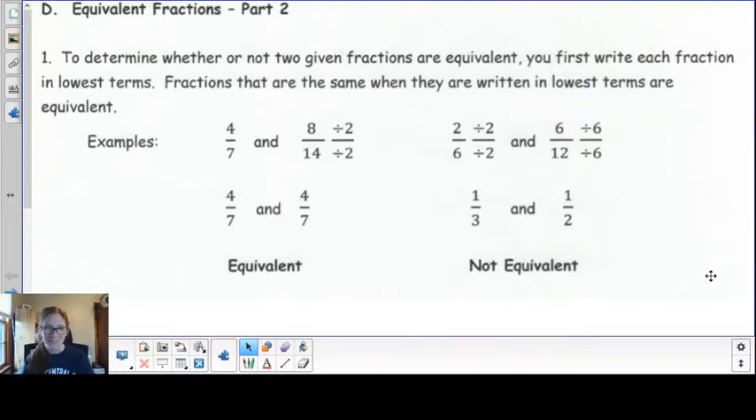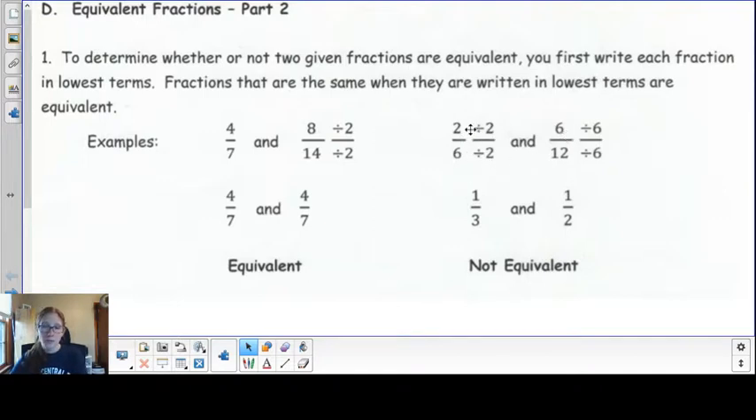We have to write them in lowest terms to prove whether or not they're equivalent. And we talked about being able to do lowest terms yesterday, so this hopefully should not be that much more difficult. So we're taking a look at 4 over 7 and 8 over 14. 4 over 7 is already in lowest terms, however 8 over 14 is not. So if I divide both by 2, which is the greatest common factor, I will get 4 over 7, so those guys are equivalent. However, what if I have 2 over 6 and 6 over 12?